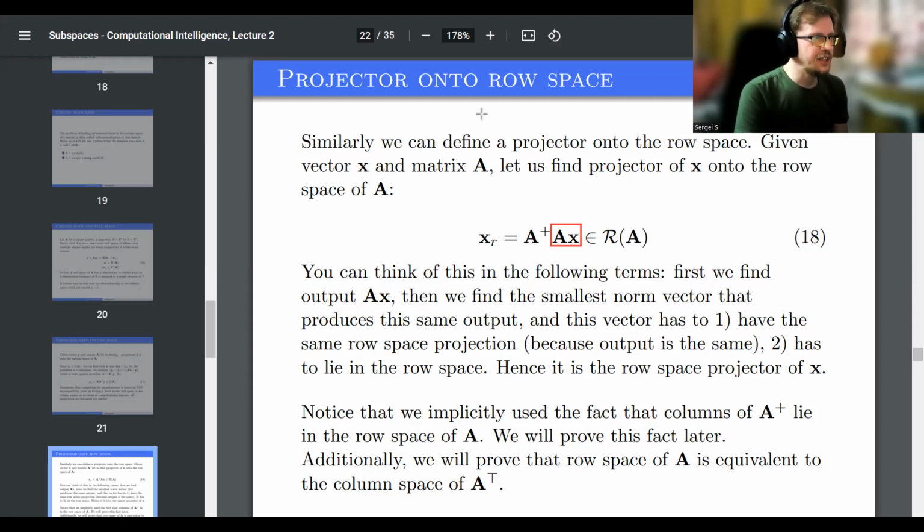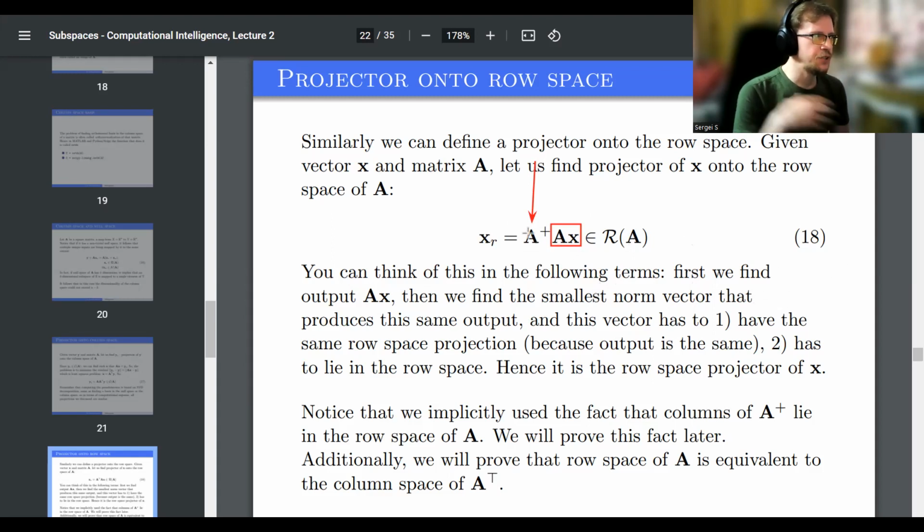Then with this step here, we find the smallest norm vector that produces the same exact output. Okay, so this is what we do. Basically, we find the output, and then we find the smallest possible vector that produces the same output.